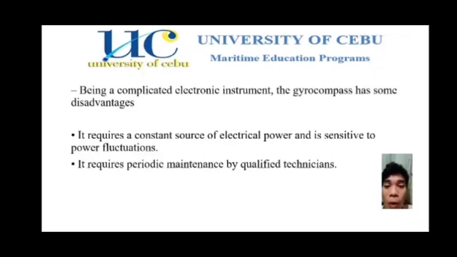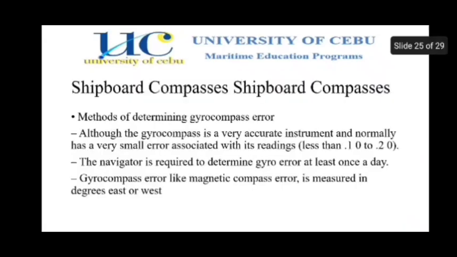Being a complicated electronic instrument, the gyro compass has some disadvantages. It requires a constant source of electrical power and is sensitive to power fluctuations, and it requires periodic maintenance by qualified technicians.